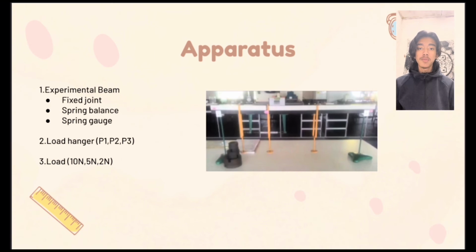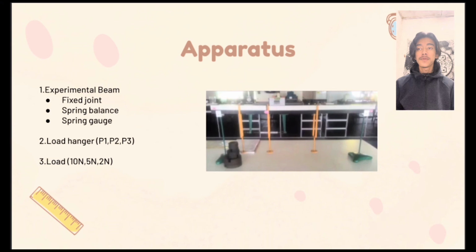Now I will proceed to the methodology of this experiment. The apparatus we use is the experimental beam, fixed joint, spring balance, spring gauge, and load hangers P1, P2, and P3. The loads we use are 10 Newton, 5 Newton, and 2 Newton.